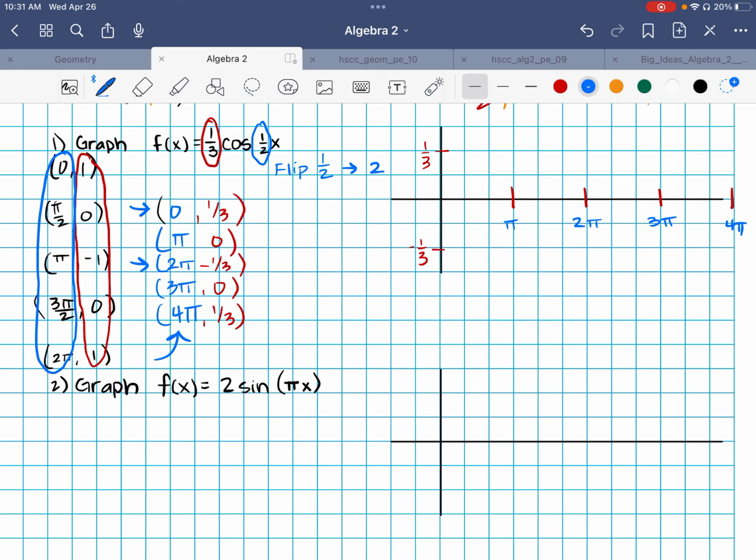Now we're going to go ahead and start graphing these points. 0, 1/3. I'll put that in black. 0, 1/3 is up over here. Now, as far as cosine is concerned, that makes sense.